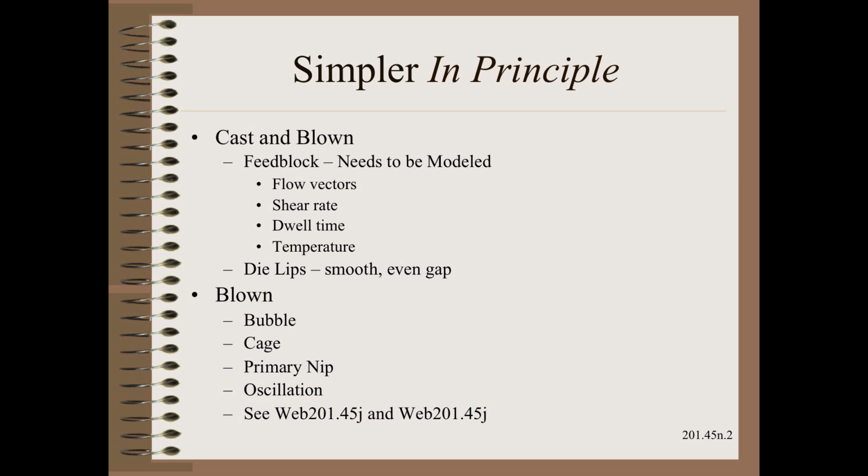Troubleshooting bagginess on film may be simpler than doing so on paper. The reason is that there are fewer forming elements. The heart of both paper and film are similar in areas of concern. In paper, we have a head box, and in film, we have a feed block. In both, we are concerned with flow vectors. Vectors mean both speed and direction as a function of cross-direction position. In film, we add concerns for shear rate, dwell time, and, of course, temperature.